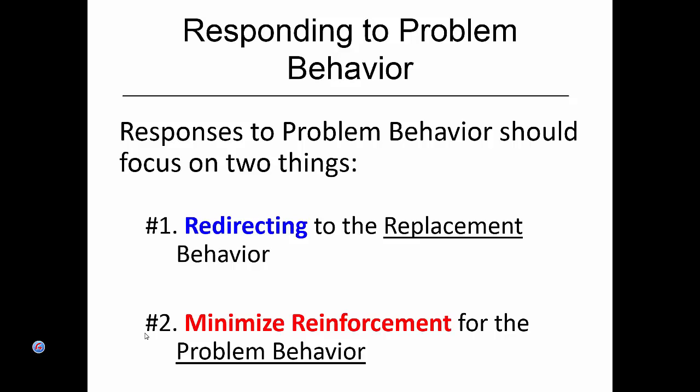The two main responses to problem behavior should be first, very importantly, to redirect the student at the first signs of problem behavior, redirect the student to use the replacement behavior. This is really critically important for trying to avoid escalation. And the next focus is then on minimizing reinforcement for the problem behavior.